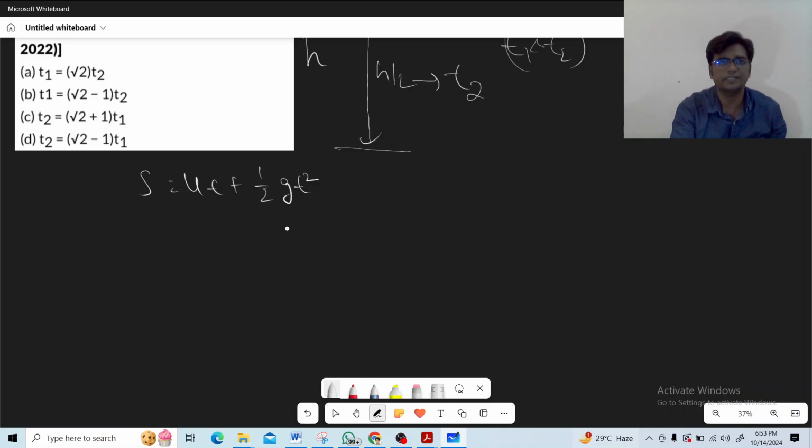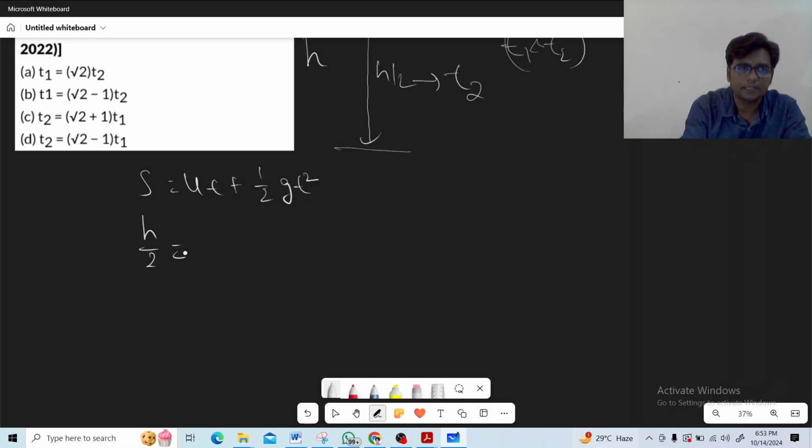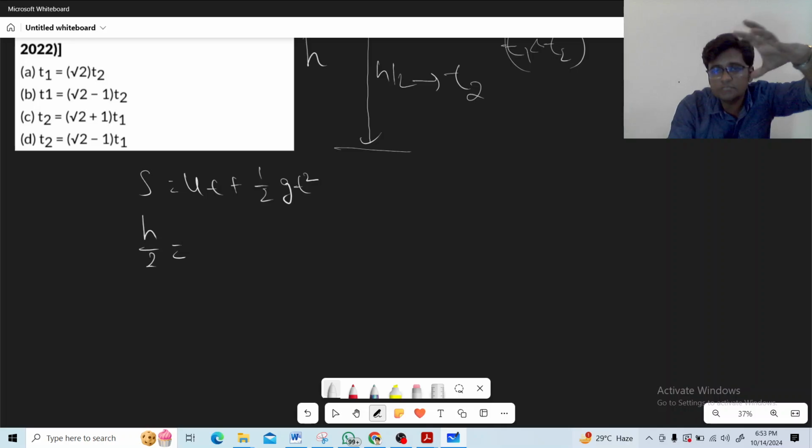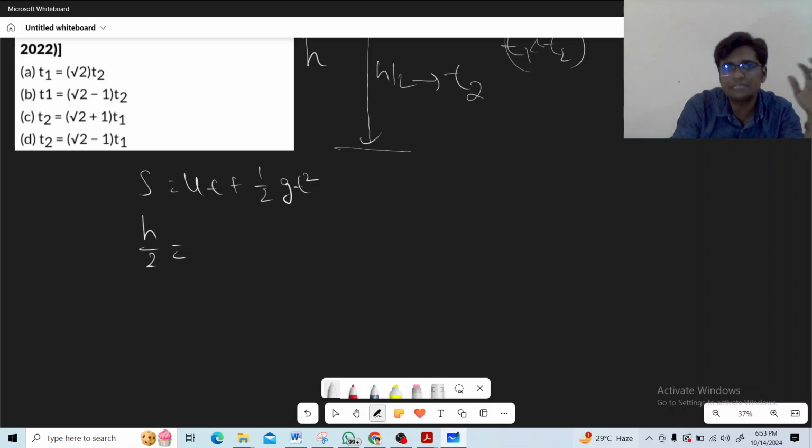If you go for the height h/2 from the top, so it will be h/2, right? And the u at the top will be 0, because it is saying that the ball is being released, it is not thrown. So when it is released, its initial velocity will be 0. So here the u will be 0.